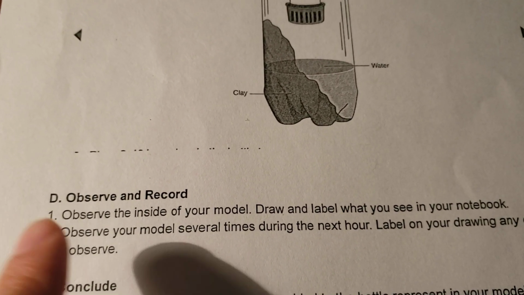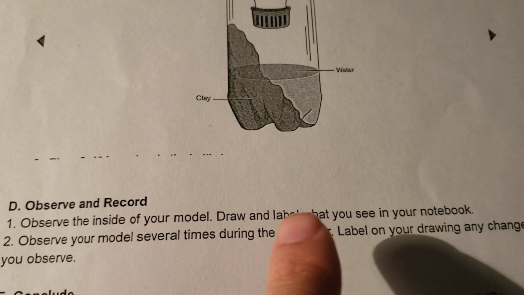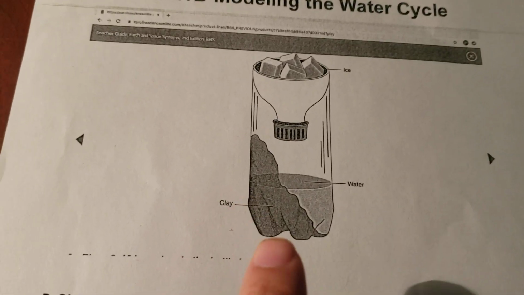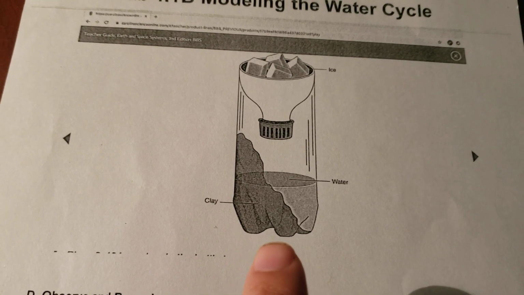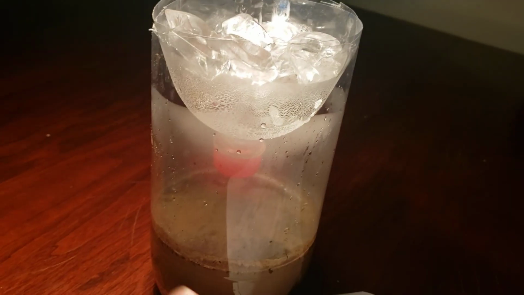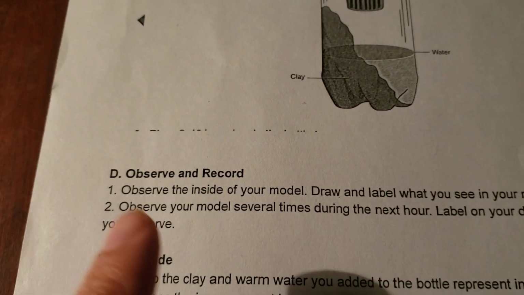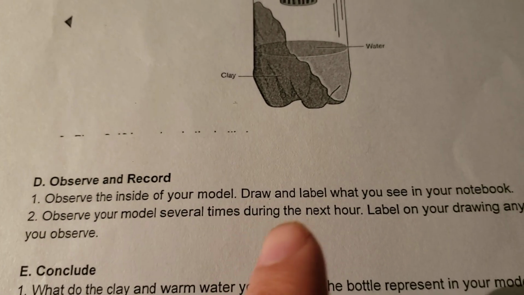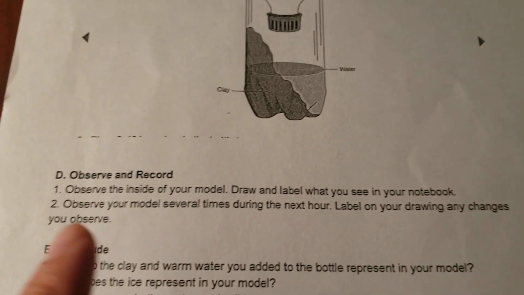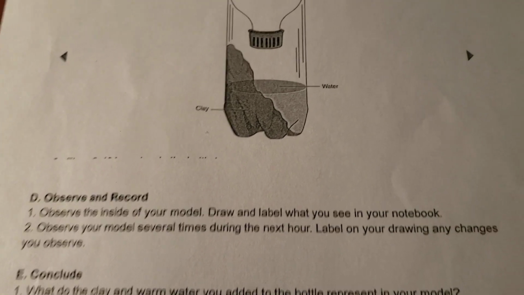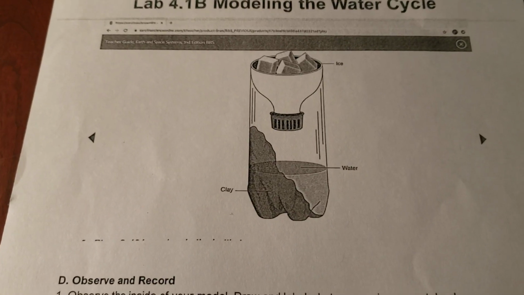You're going to observe the inside of your model and you're going to draw and label what you see in your notebook. Okay, so you're going to draw this, right? You're going to draw your version of it, though. And then you're going to draw and label what you see, okay? And you're going to observe your model several times over the next hour, labeling your drawing on any changes that you observe, okay? So I'm going to talk about some things that I observed.